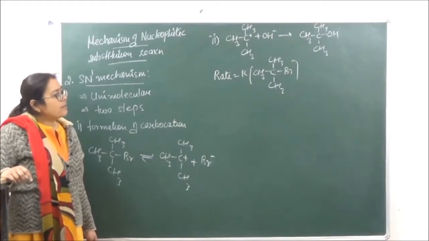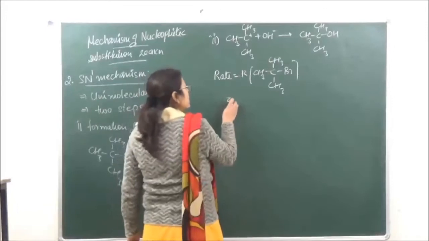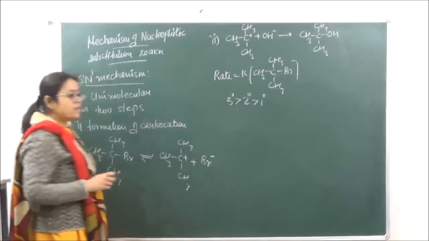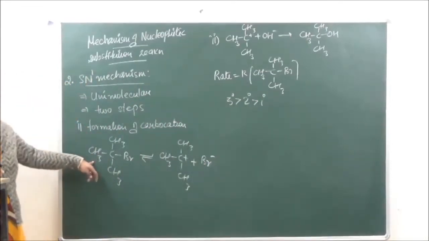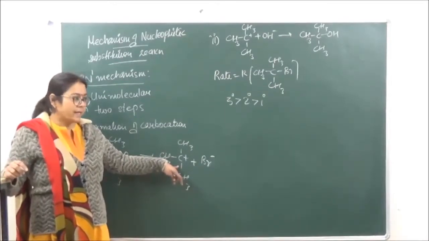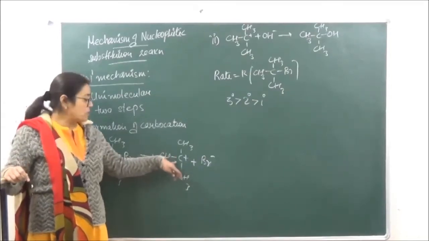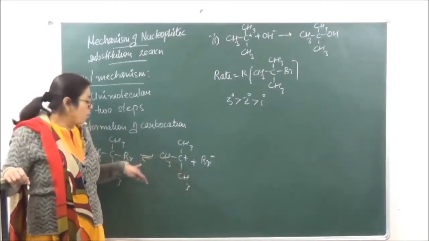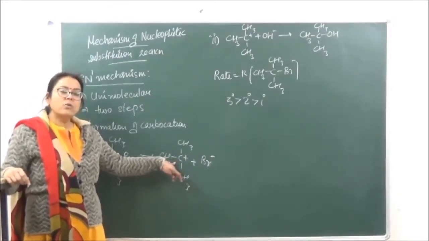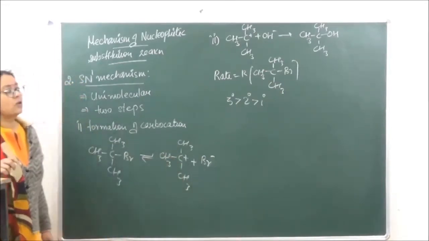Now in this case, when we are looking at the trend, 3 degree is going to be the most reactive, then 2 degree and then 1 degree. Now what is the reason behind this? If you look at the first reaction over here, the reaction is taking place by the formation of the carbocation. Because the reaction is reversible also, the more stable the carbocation, the more the reaction will go in the forward direction and the more easily the carbocation will be formed. Here you know that the tertiary carbocation is always more stable.